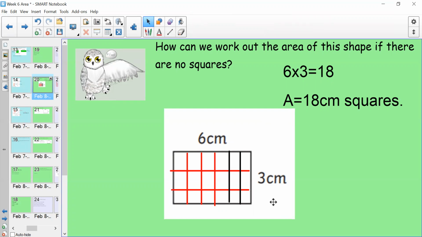So sometimes you will get shapes where there are no squares, but it is actually the same thing. You could just pretend that there are imaginary squares inside your shape. And all you have to do is multiply the one side by the other side. That's the formula for finding area.